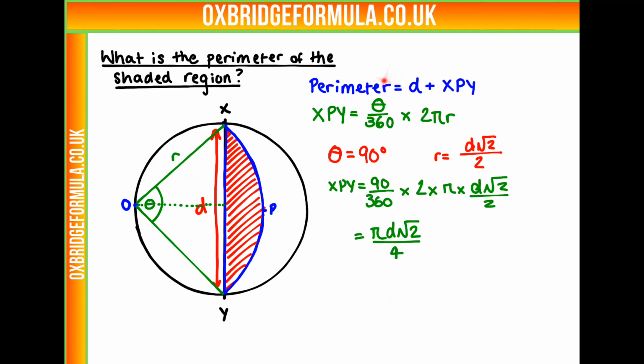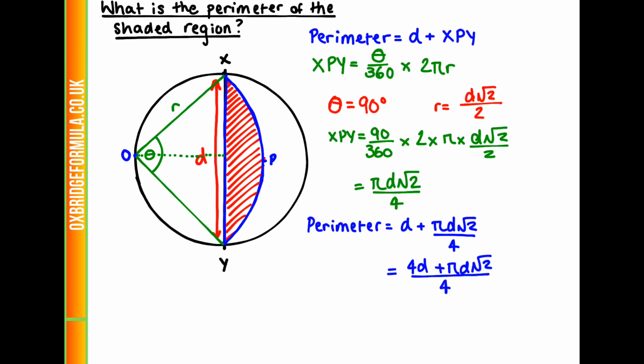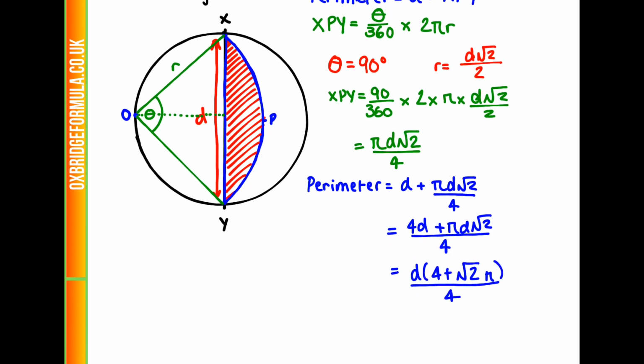And then we just put that into our equation for the perimeter. So that's D plus pi times D times root 2 over 4. We simplify that down by multiplying the D by 4 and putting it over 4 to make it easier to add together: 4D plus pi D root 2 over 4. And we can take out D as a factor and get D all times 4 plus root 2 pi over 4. And that gives us our final answer.